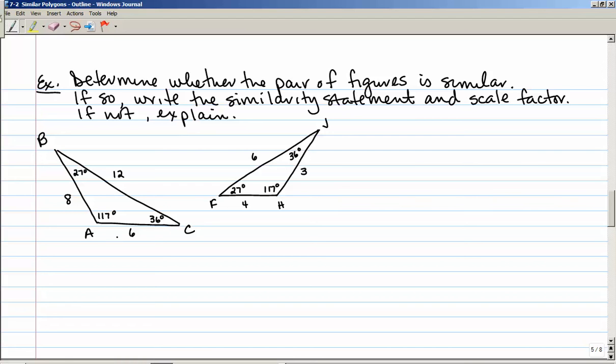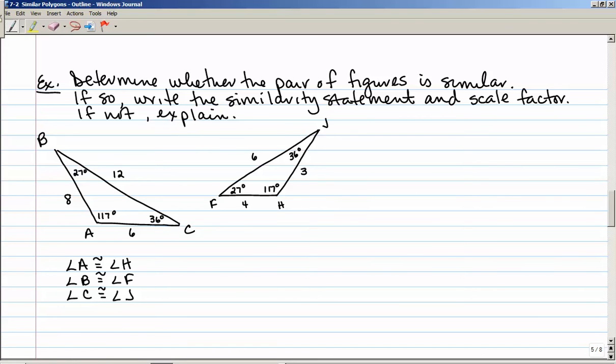So angles are the easiest way to start. Angle A is 117, angle H is 117, so angle A is congruent to angle H. Angle B is 27, angle F is 27, so angle B is congruent to angle F, and angle C is 36 and angle J is 36. So angle C is congruent to angle J. So corresponding angles are congruent.